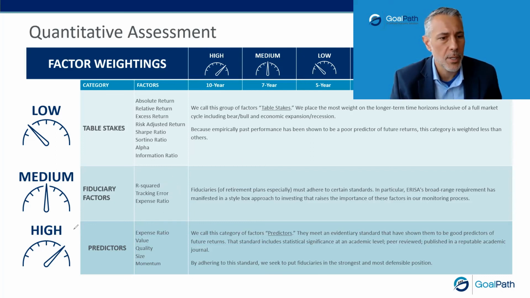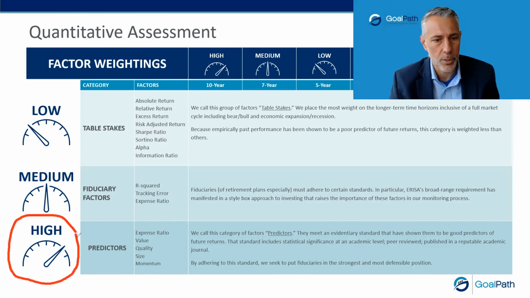The factors that we weight most highly are the ones that have withstood the academic testing. So expense ratio, number one in our process. The value factor has a very strong t-stat historically, same way with quality, same way with size, momentum to a certain degree. We watch all those and we're always evaluating for new factors. All of this goes into an overall qualitative assessment and helps us select mutual funds on behalf of our clients.